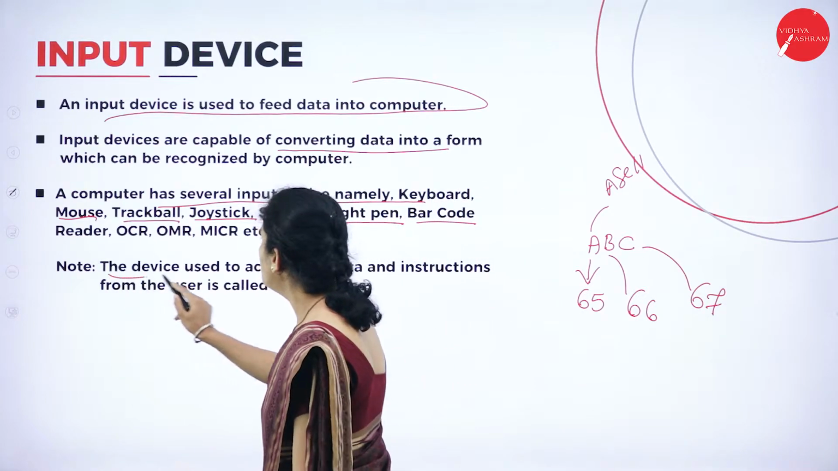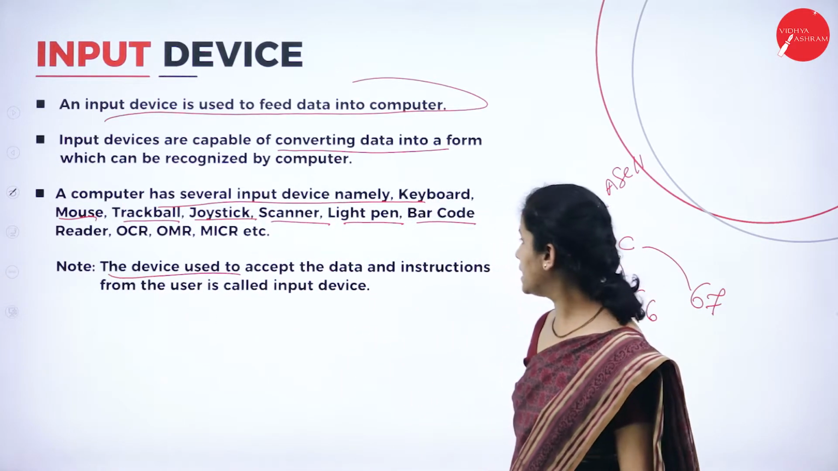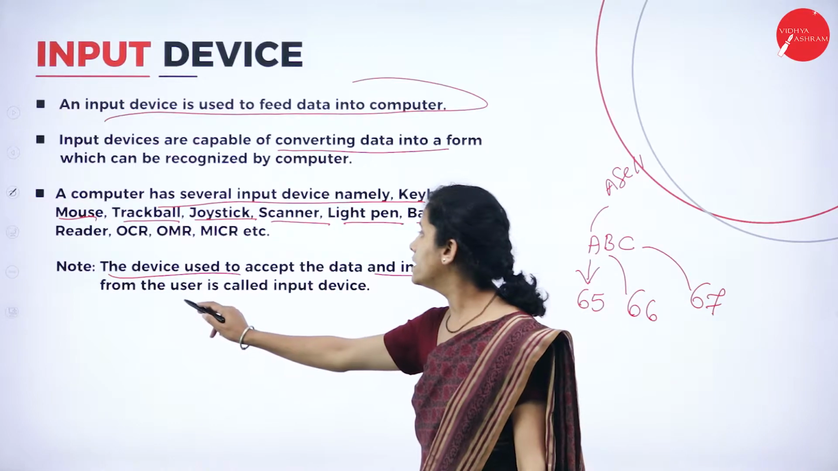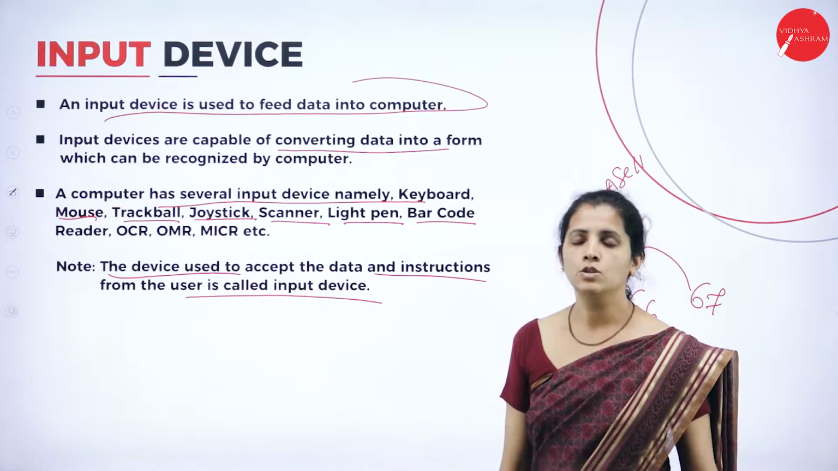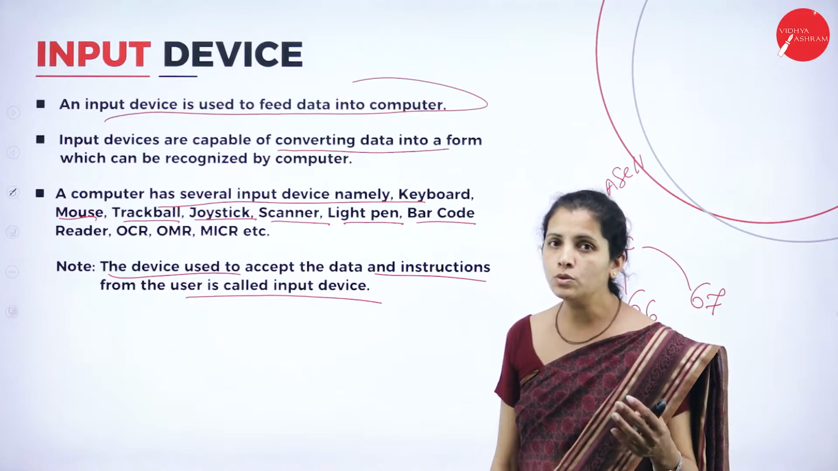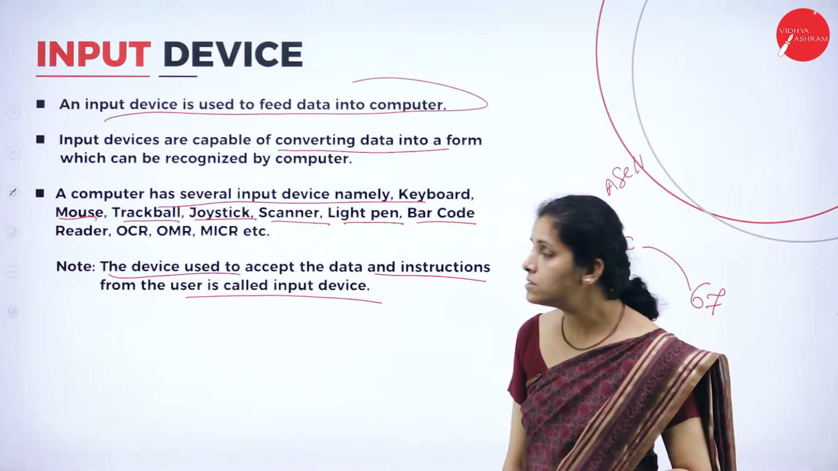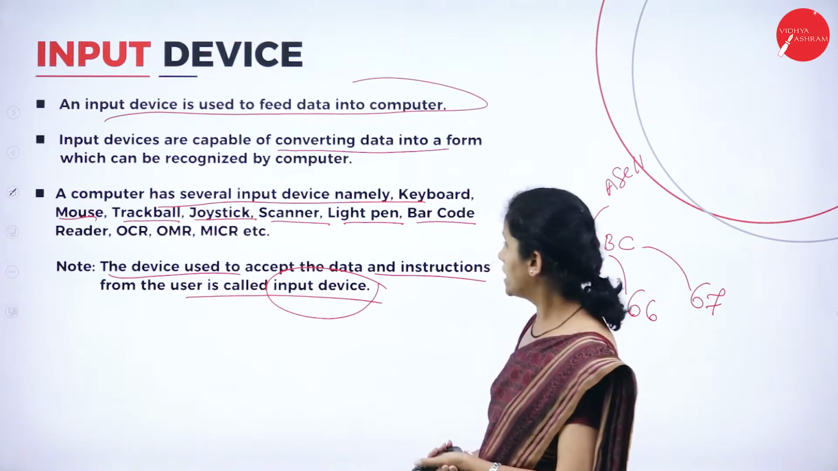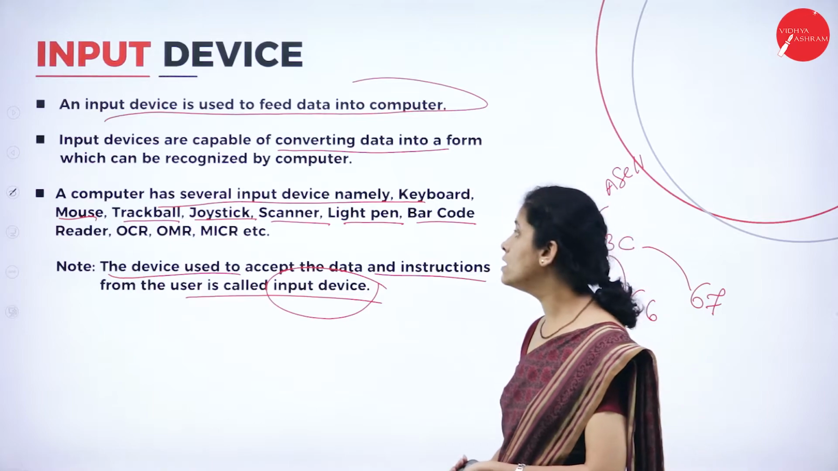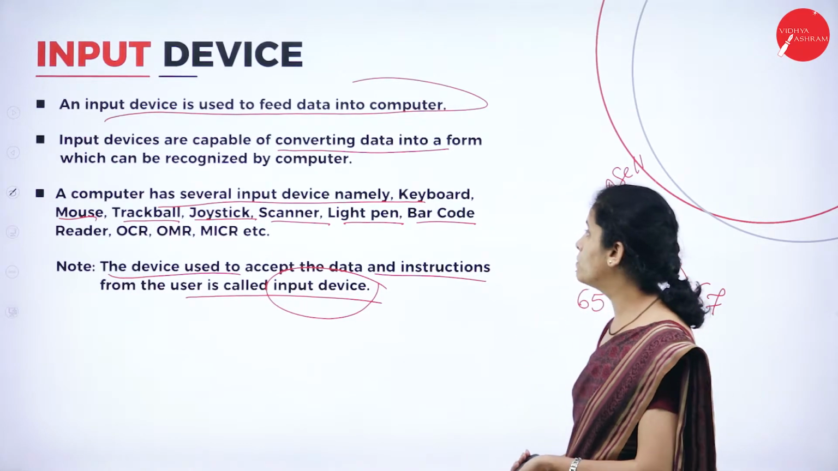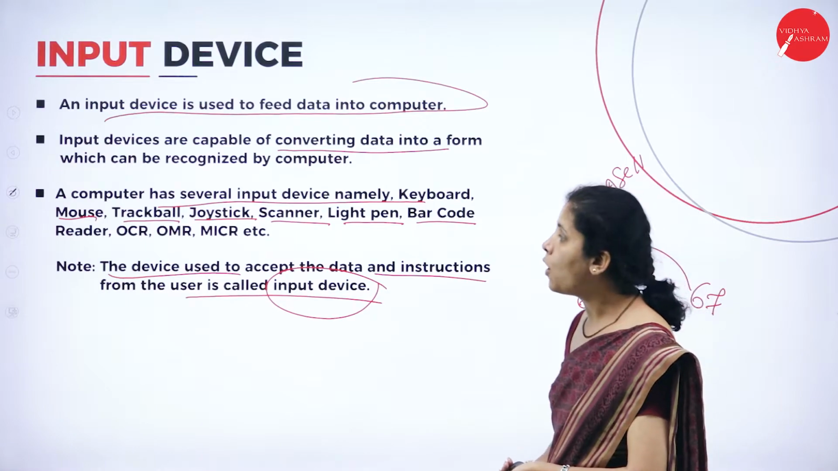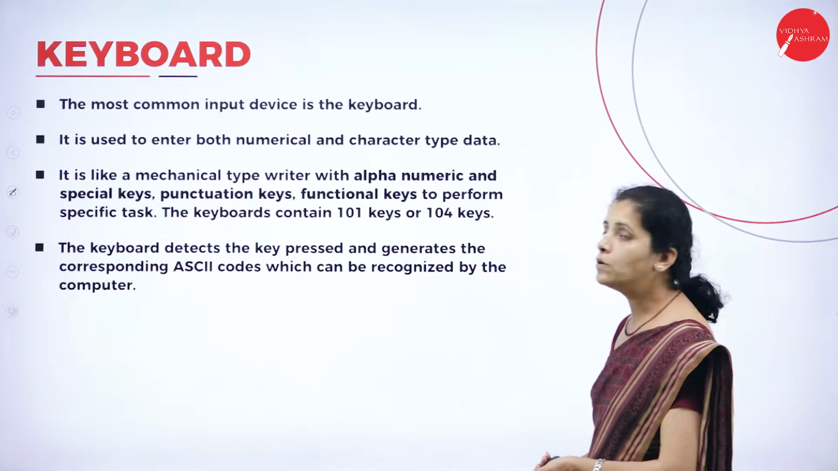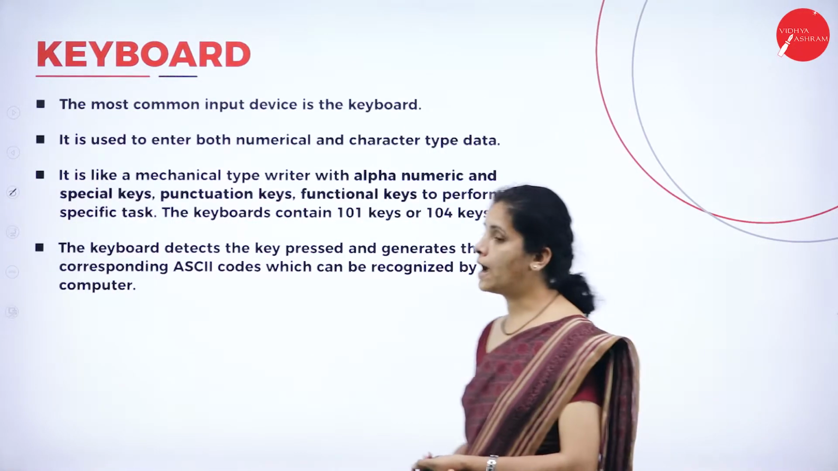The input device is used to accept data and instructions from the user, and it is called an input device. Whatever device I use to feed data to the computer system is known as an input device. The device may be a keyboard, mouse, trackball, scanner, joystick, barcode reader, light pen, or OCR, OMR, or MICR, etc. Now, dear students, at the beginning, I'm going to take the keyboard.